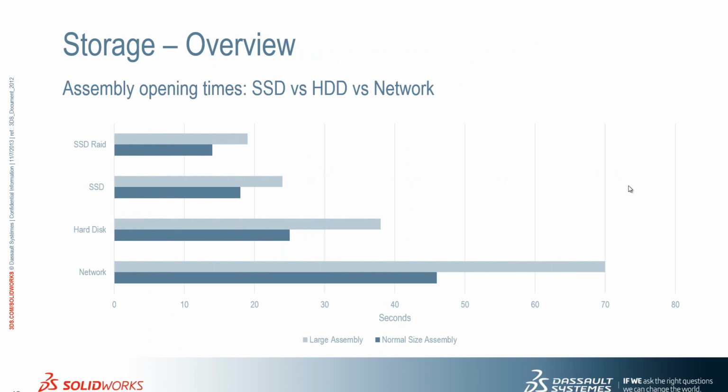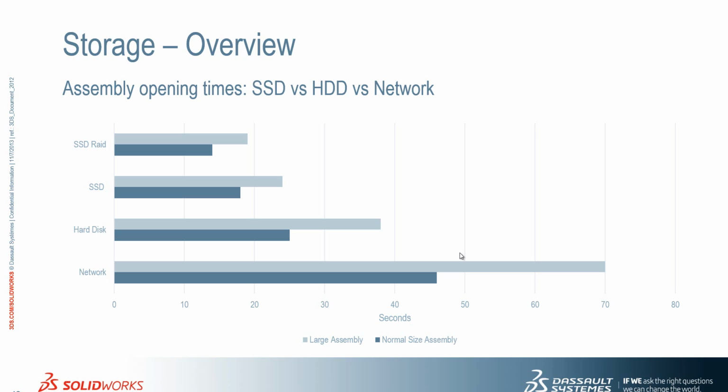So here's a little overview on opening times of assemblies in regard to solid state disks, a standard hard disk, and then over the network. The first one is the quickest, which is solid state in RAID, so that's striped. That's 2 drives acting as one. Next one is just an SSD on its own. Then we have a hard disk and then network. So you can see, for instance, a hard disk compared to network, it's almost double.